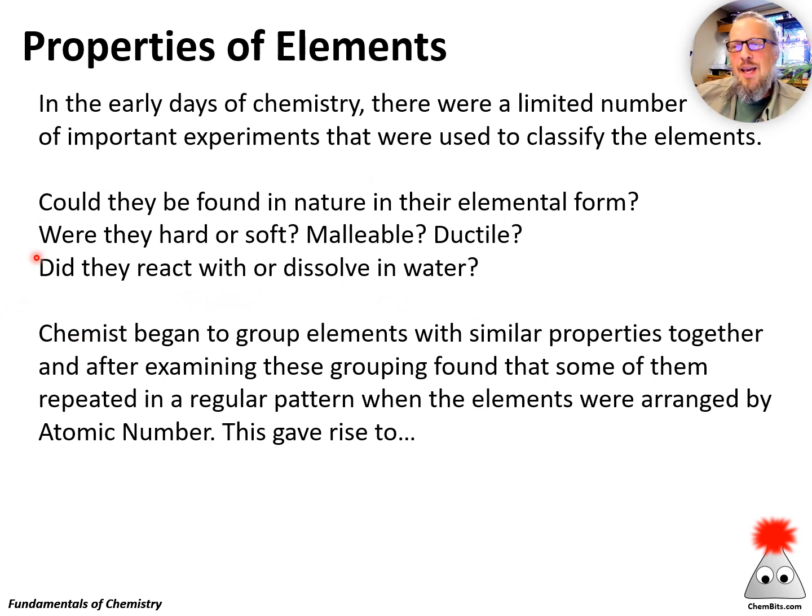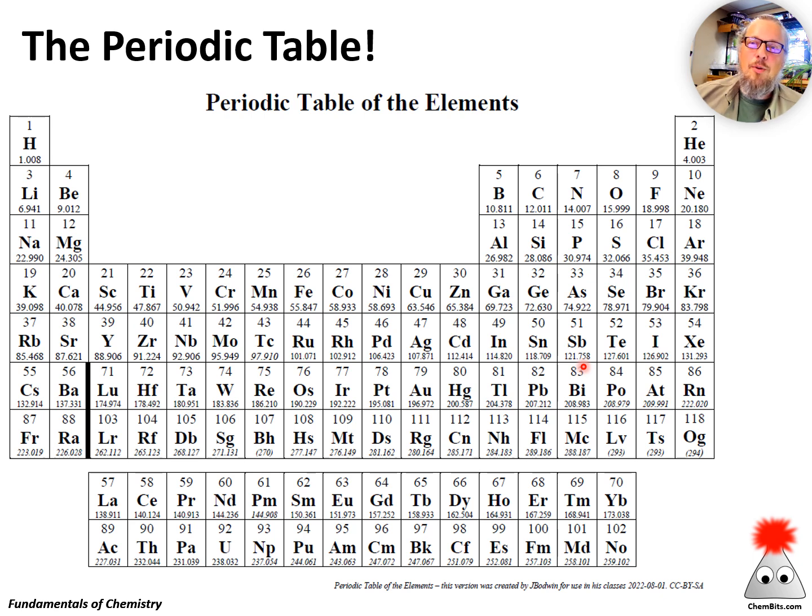And as chemists worked through a lot of these early experiments, they started noticing that they could group elements together in ways that made sense. And when they started looking at all of the elements in atomic number order, they found that there was a repeating pattern throughout. So as they explored this repeating pattern of properties, they ultimately put it together in the periodic table.